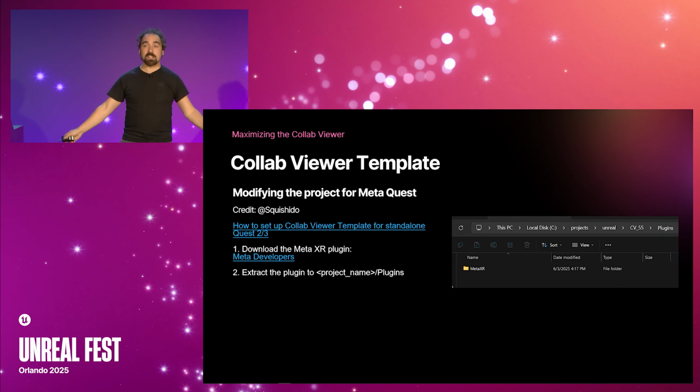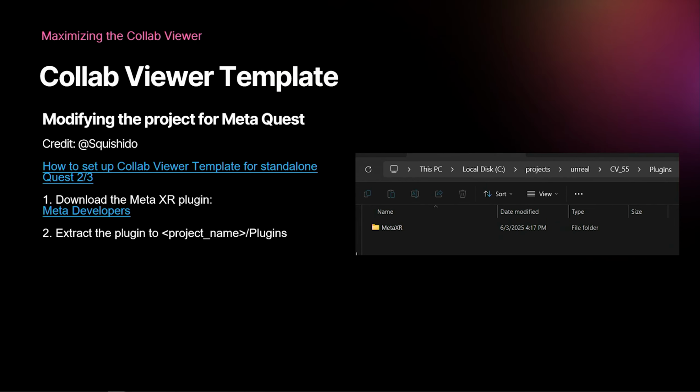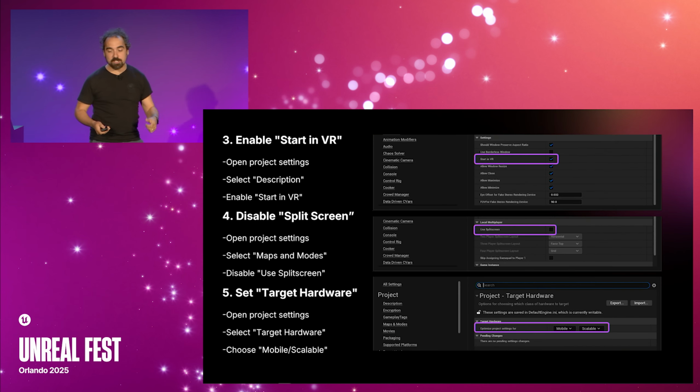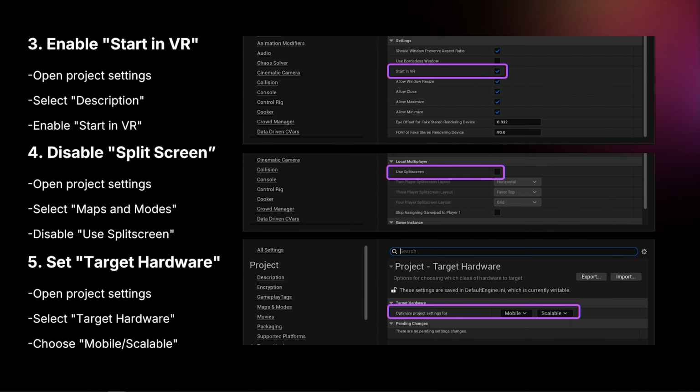So we thought very quickly, because this hasn't been documented anywhere, to fly by really quick, again, review this at your own leisure, how to get this template working in standalone VR, specifically the MetaQuest, but it should work with other platforms as well. Special shout out to Squishydo, who originally walked through this in the forums. We made some little modifications, but it's based on his efforts there. So you want the MetaXR plugin, you get that into your project. You have Start in VR, you disable use split screen, make sure your project settings are set for mobile and scalable, all the same kinds of optimizations you would do if you're trying to get something to work on a mobile platform.